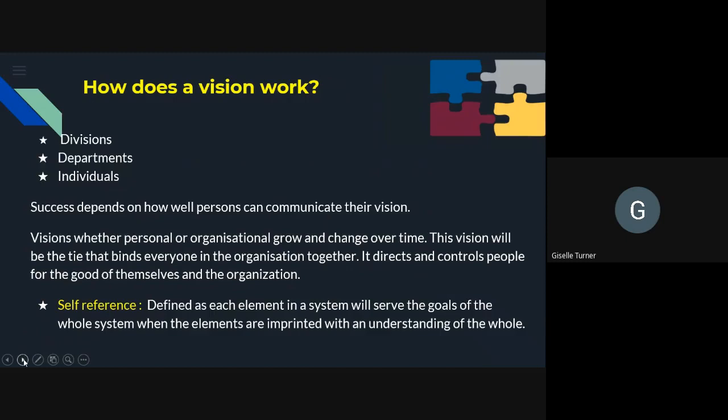Just food for thought. So, self reference is defined as each element in a system will serve the goals of the whole system when the elements are imprinted with an understanding of the whole. So, just a little look at the jigsaw puzzle. We have different parts of a jigsaw puzzle coming in, fitting all together to make that whole. Next slide, please.